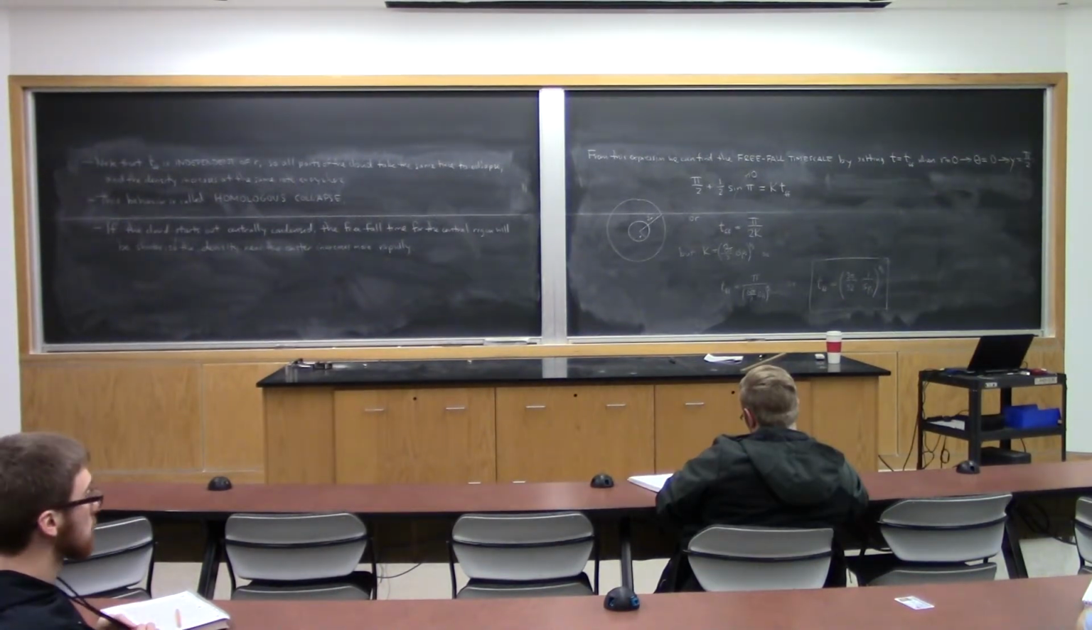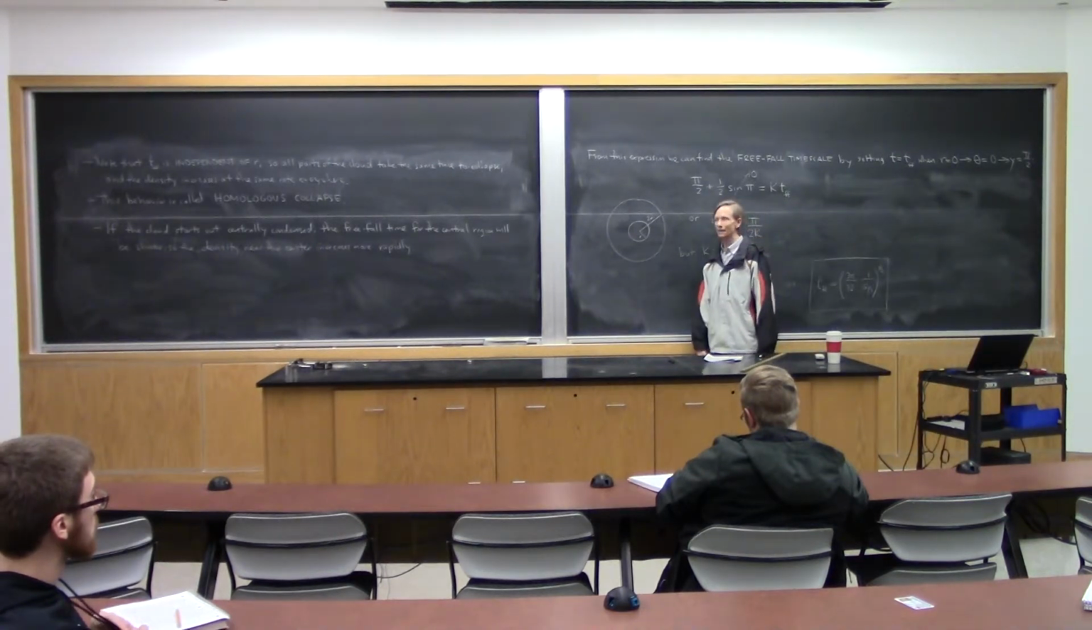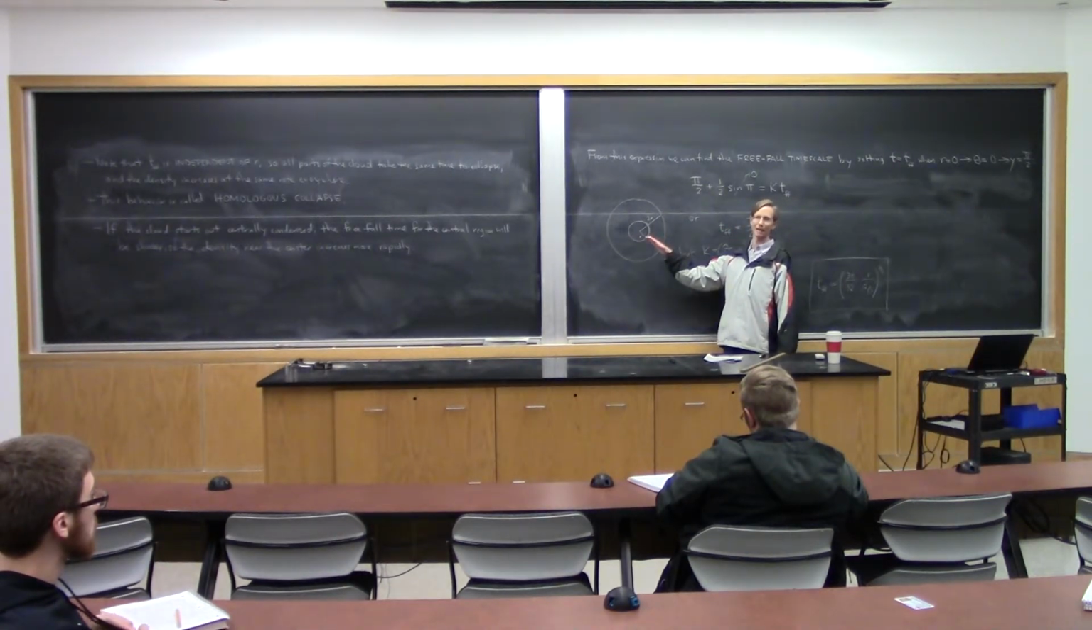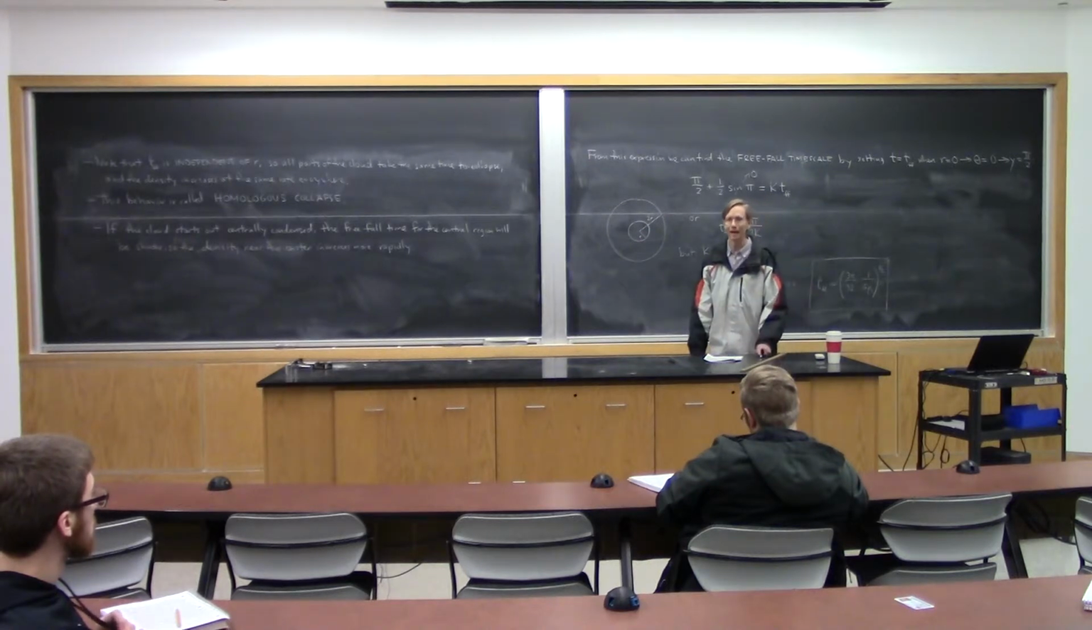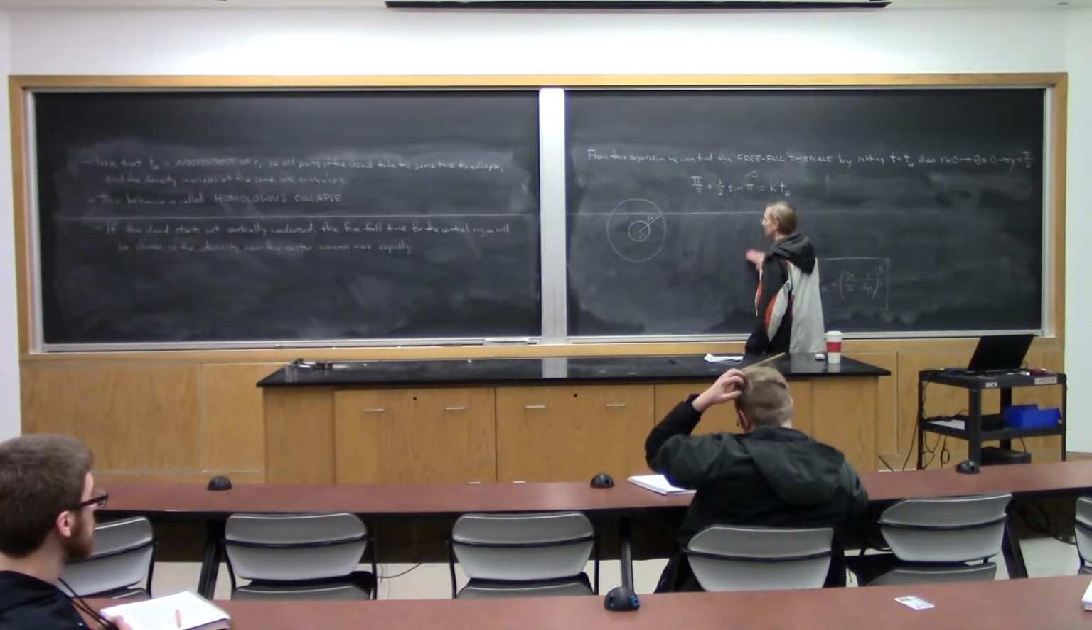Okay, so while we were away, I asked for questions. Basically the questions were along the lines of, wait, so how does this work out? How does every part of the cloud manage to get to the center at the same time? So let's look at that in more detail.